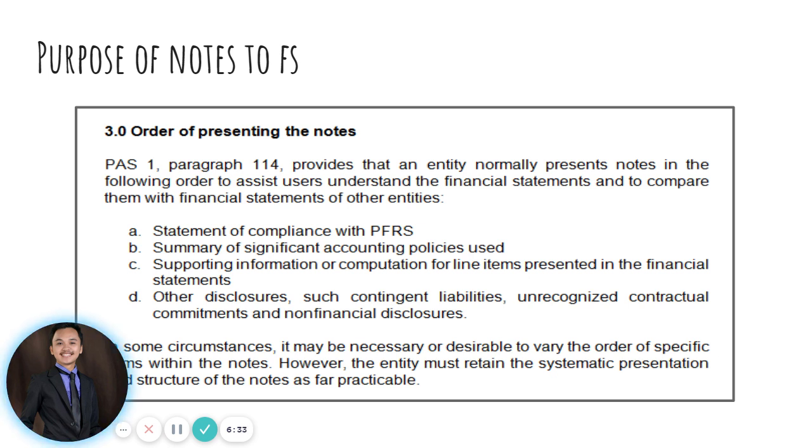Number one is the statement of compliance with the PFRS. Number two, or letter B, summary of significant accounting policies that is used in the preparation of your financial statements. Letter C, supporting information or computation for line items presented in the financial statements.